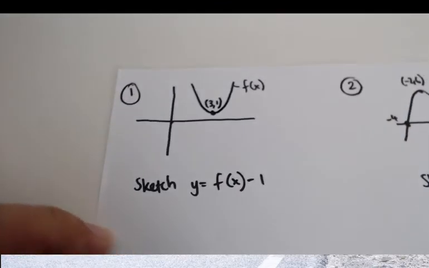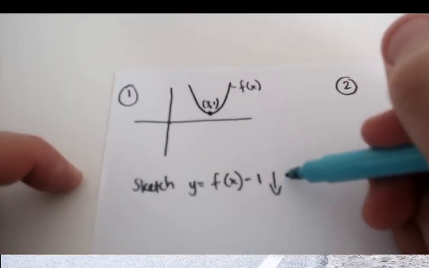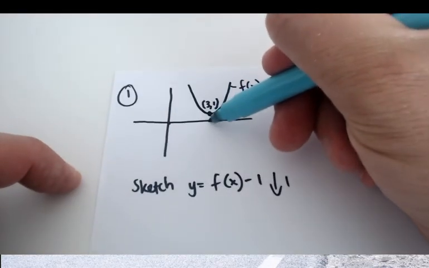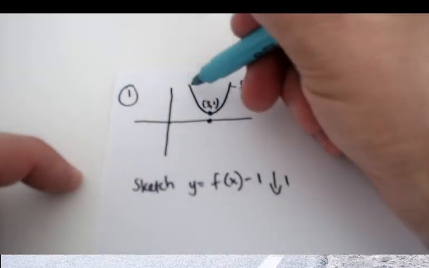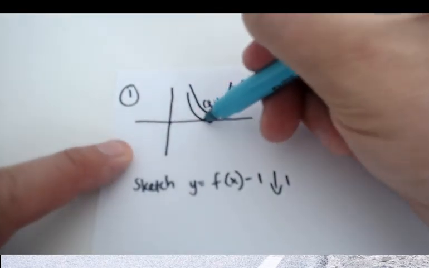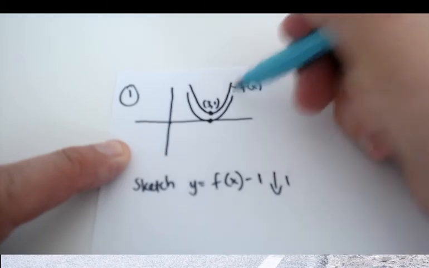Right, first one. Everything moves down 1. So it was at 3, 1, height was 1, move it down 1, it will be at 3, 0. There's my starting point, just come down 1 and get the shape of the curve from before.